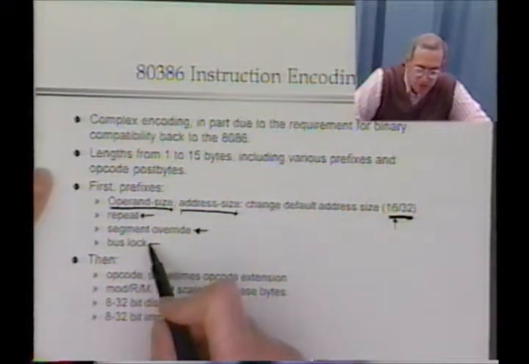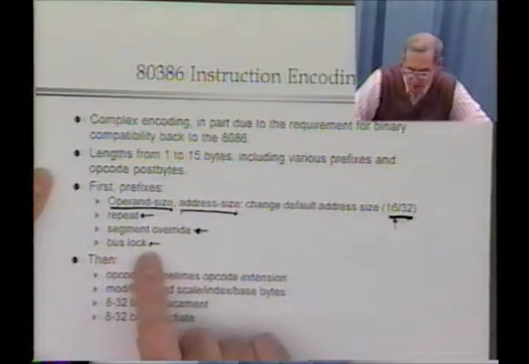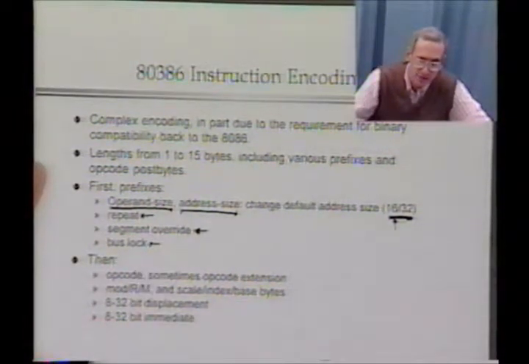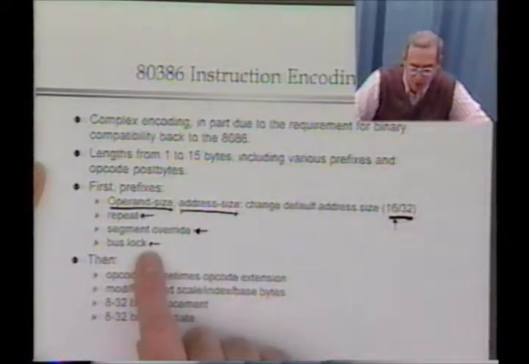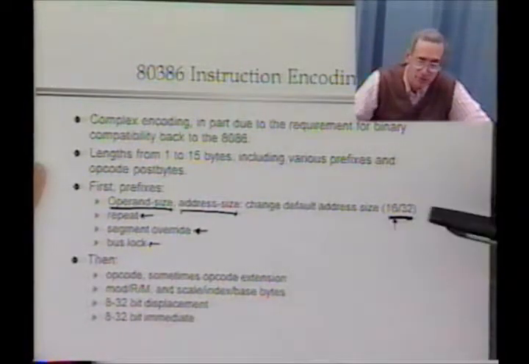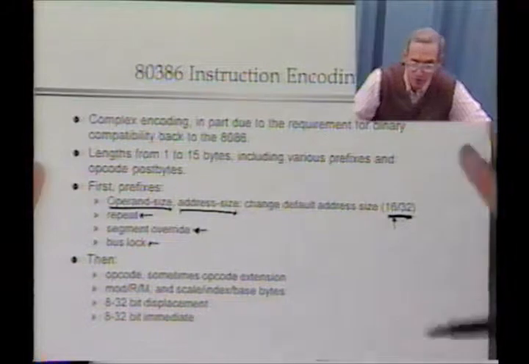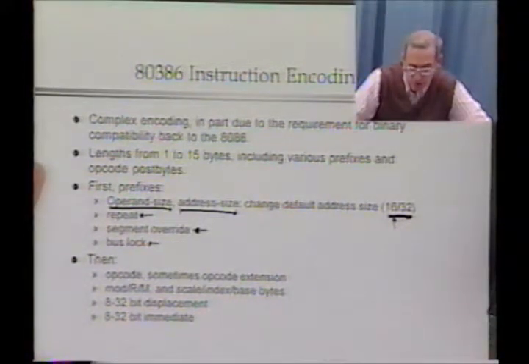Bus lock is a facility for making multiprocessors. It basically says that during the execution of the following instruction, you should prevent any other processor from accessing memory. And that's a way to get atomic operations like increment to fetch, manipulate, and store back a memory word without the opportunity of some other processor getting in there and reading an intermediate result.